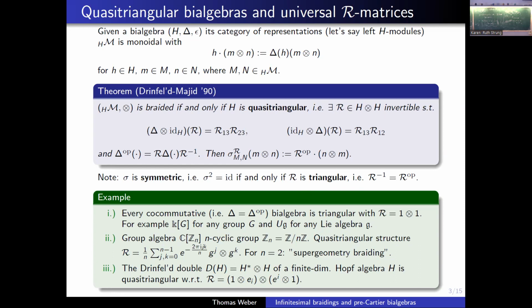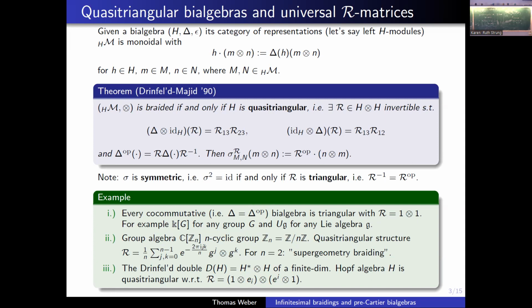Just very quickly, some examples, so that we realize that most of us have seen this kind of structure. Let's say you have a bialgebra where the coproduct equals the opposite coproduct. In this case, you can take R simply as 1 tensor 1, and your braiding is the flip.